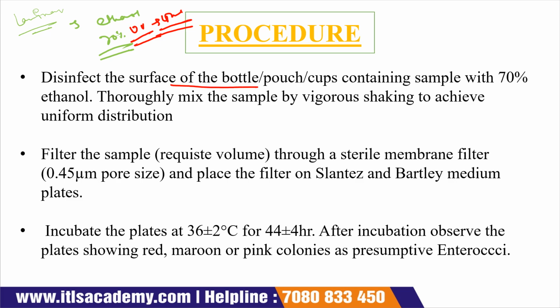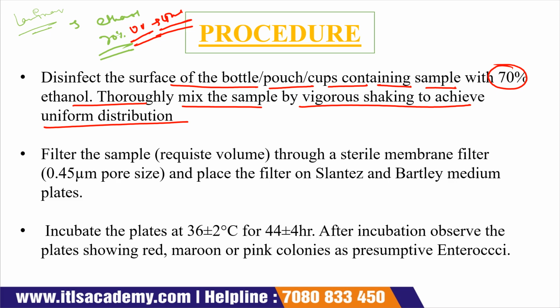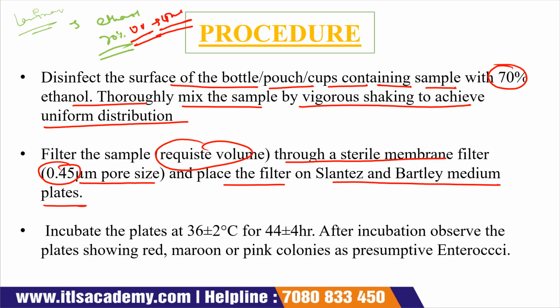Disinfect the surface of the bottle, pouch, or cup containing the sample with 70% ethanol, and thoroughly mix the sample by vigorous shaking to achieve a uniform distribution. Now, filter the required volume with the help of a sterile membrane filter. The pore size of the filter is around 0.45 micrometer. Then we place that filter on a Slanetz and Bartley medium plate. Then we incubate that plate at 36 degrees Celsius for 44 plus or minus 4 hours in the incubator.